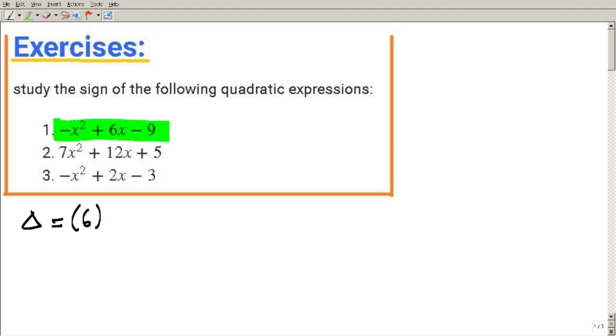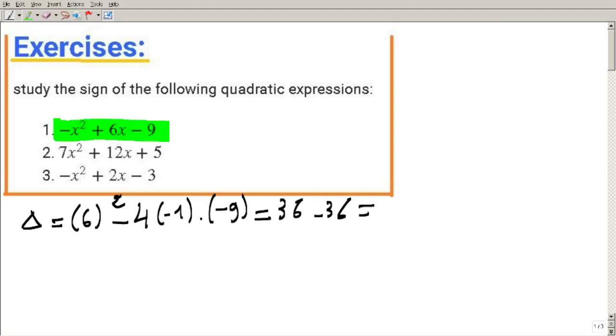6 squared minus 4 times minus 1 times minus 9, which is equal to 36 minus 36 equal to 0. So the equation minus x squared plus 6x minus 9 equal to 0 has just one solution, which is minus 6 over 2 times minus 1, which is equal to minus 6 over minus 2 equal to 3.